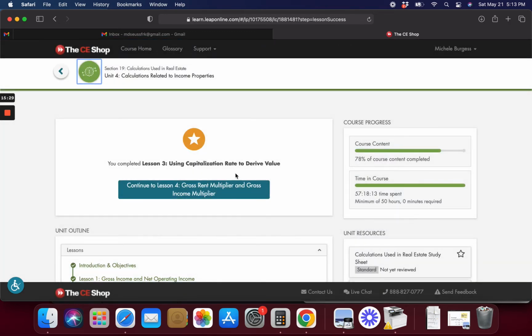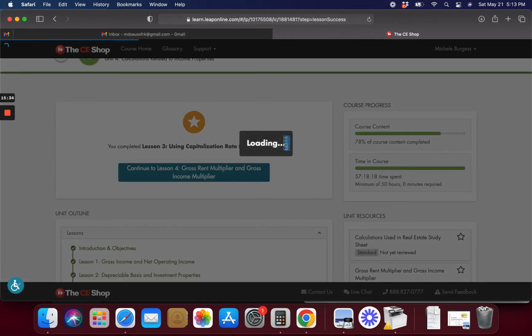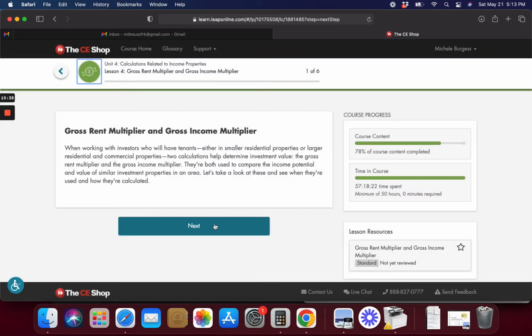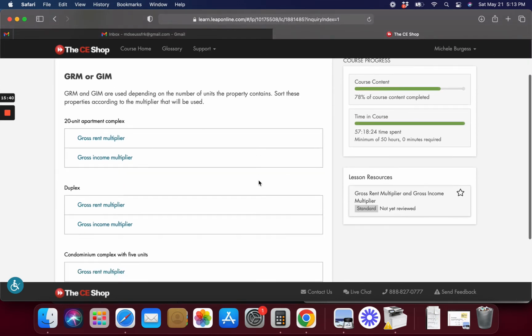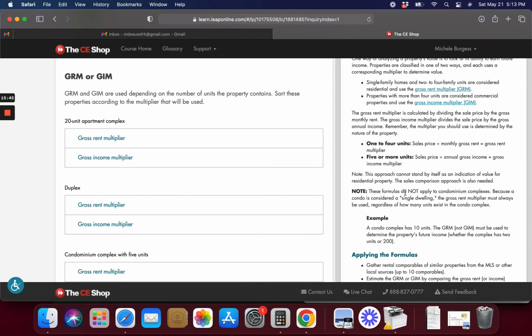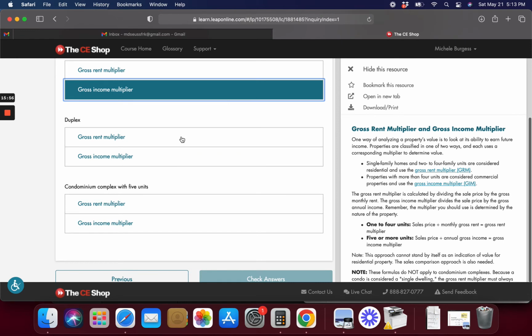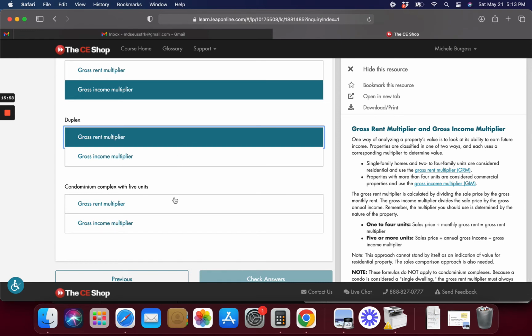All right, the next one is gross rent multiplier. Moving right along, which is really good. All right, 20 unit apartment complex. Gross income multiplier. Duplex, gross rent. Condominium with 5 units would be gross income.